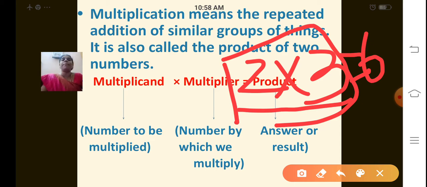So here 2 is the multiplicand and 3 is the multiplier. What do you mean by multiplicand? Number to be multiplied. And 3, number by which we multiply. And the answer we get, 6, that is the product. Answer or result we get, that is called product. So multiplicand into multiplier is equal to product.